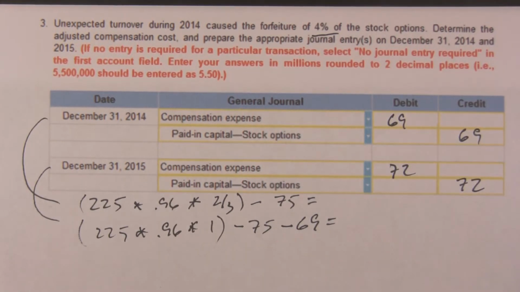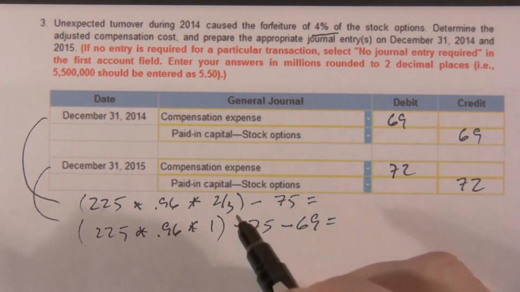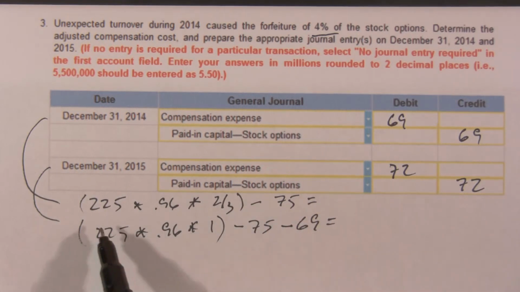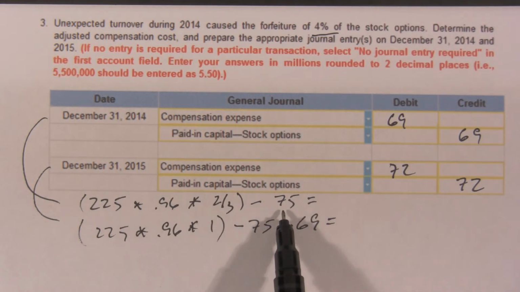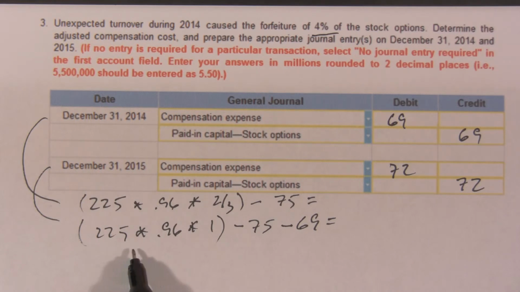Okay, so the things that you can stub your toe on here, you have to remember that we're looking at the total compensation expense as of the second year minus the first year. Then we're looking at the total compensation expense for the third year minus the first two. And that's how we're going to recognize the compensation expense for those paid-in capital stock options.